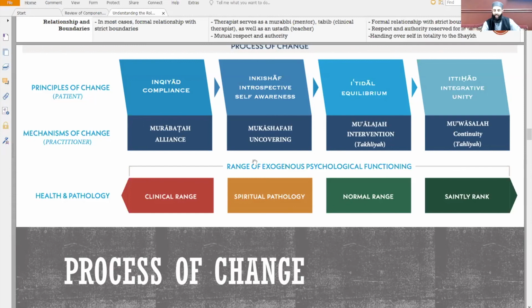And ittihad, if you think about unity, more of a unity of being, also has to be integrative unity. We also have to be careful of these terms sometimes, because they may have associated meanings. Again, in tasawwuf, wahdatul wujud has a very specific meaning. Wahdatul shuhud is another concept. Fana and baqa, for example, are tasawwuf concepts.